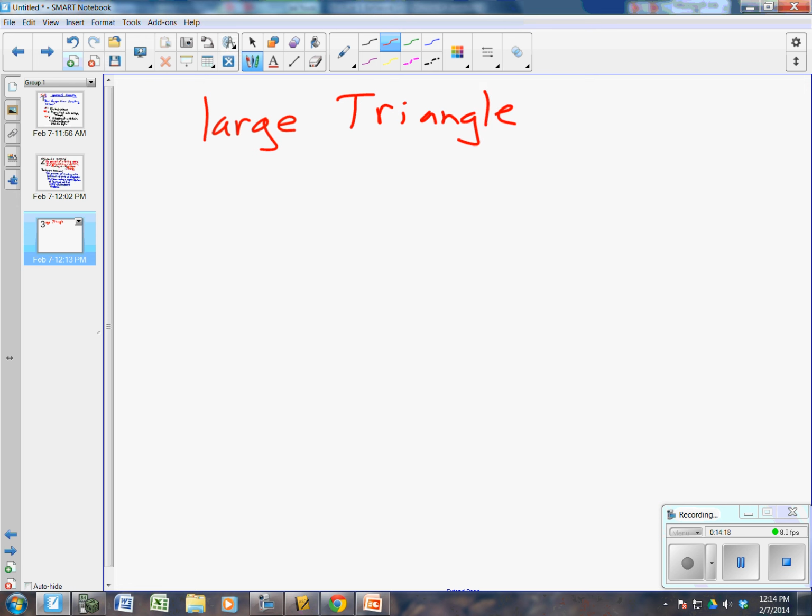I want you to use a ruler because I want the sides to be exactly straight. So some kind of straight edge. It doesn't have to be a ruler. If you have a straight edge at your table, you can use a corner or something. Or I have rulers right here.